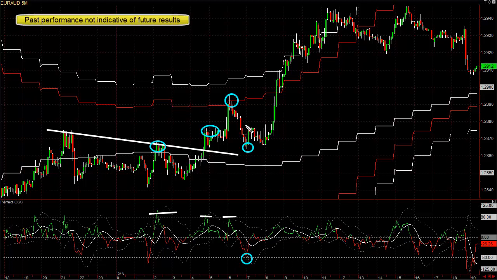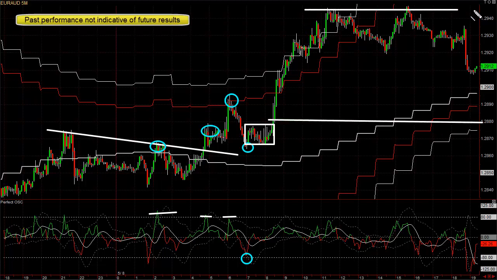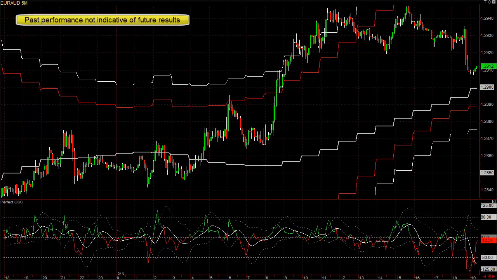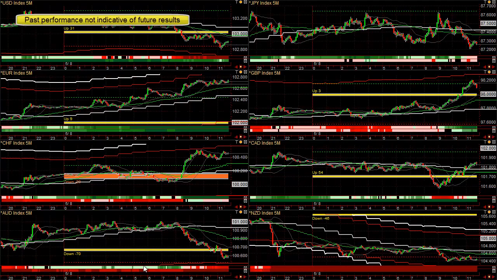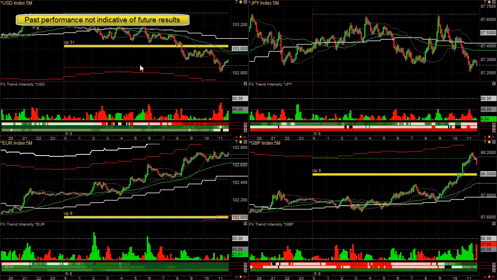You have a nice little hour and a half sideways rectangle, and it broke out at 8:30. And you can see it went from 28.80 all the way up to 29.45. 65 pip move, pretty much straight up, and very easily identified with our currency meter. Our currency indexes. Now you can also, if you want, use our currency meter technology on this.